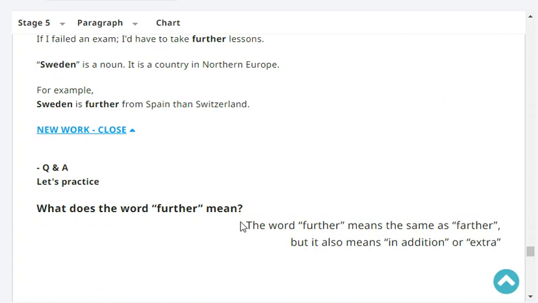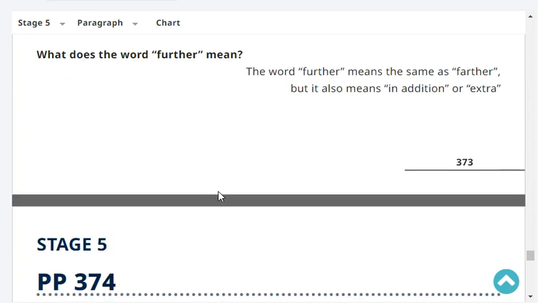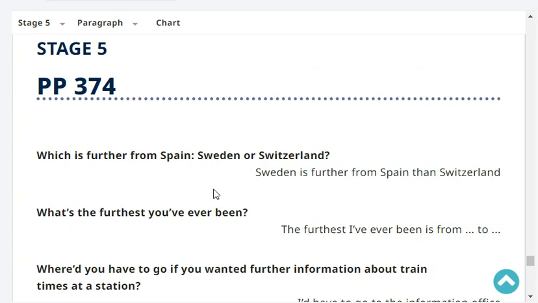Let's practice. What does the word further mean? The word further means the same as farther, but it also means in addition or extra. Right. Which is further from Spain, Sweden, or Switzerland? Sweden is further from Spain than Switzerland. Very good.